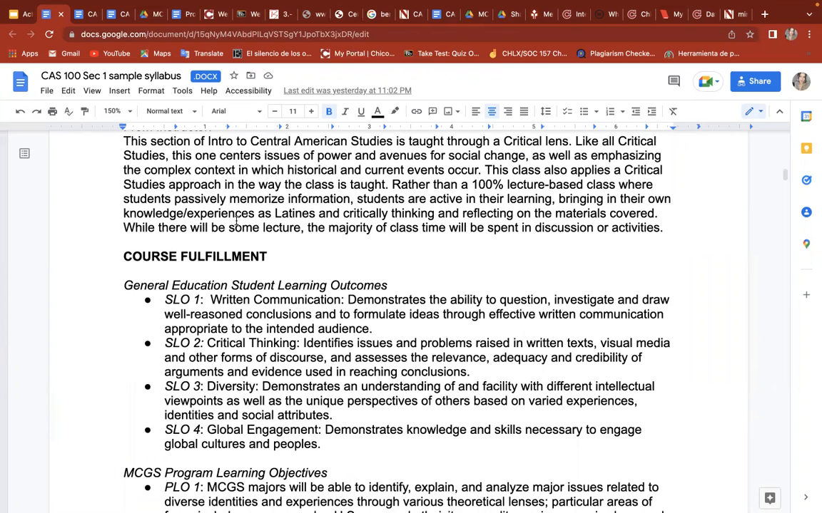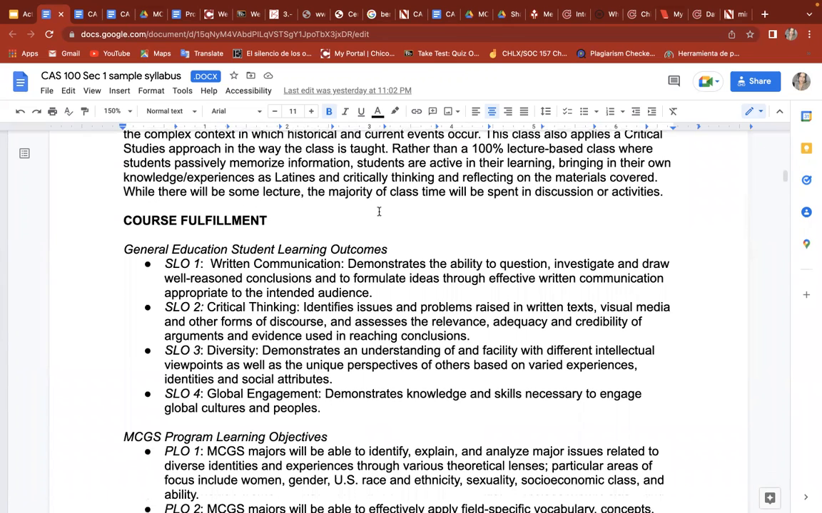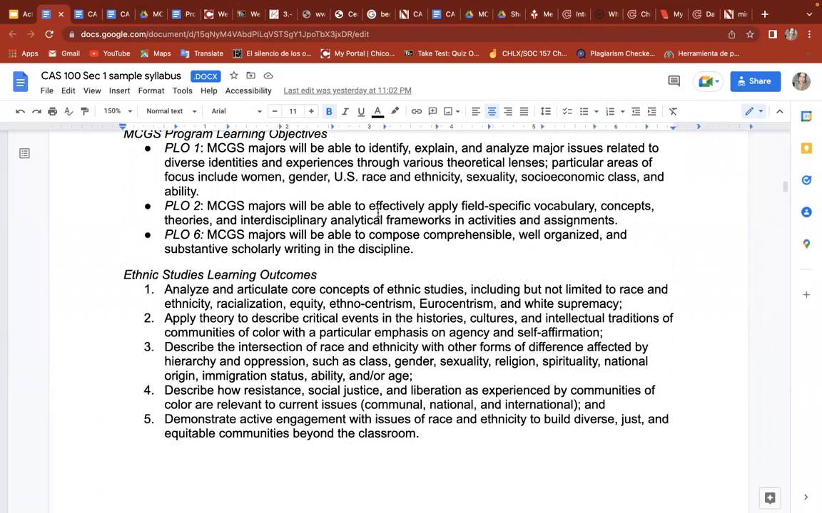So rather than a 100% lecture-based class where students passively memorize information, students are active in their learning, bringing in their own knowledge and experiences as Latinx and Central Americans, and critically thinking and reflecting on the materials covered. So while there will be some lecture, the majority of the class time will be spent in discussion or activities.